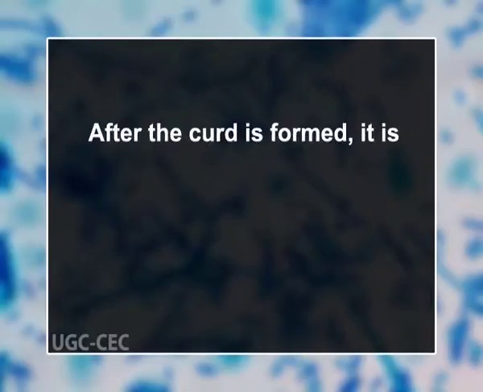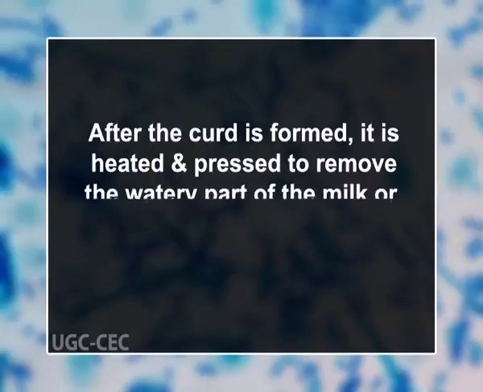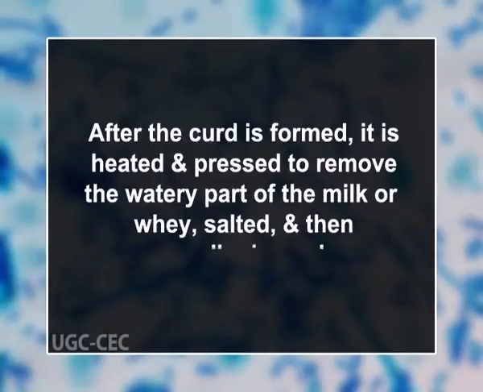a curd. Rennin, an enzyme from calf stomachs but now produced by genetically engineered microorganisms, can also be used to promote curd formation. After the curd is formed, it is heated and pressed to remove the watery part of the milk, or whey, salted and then usually ripened.